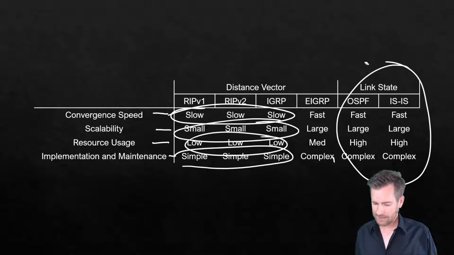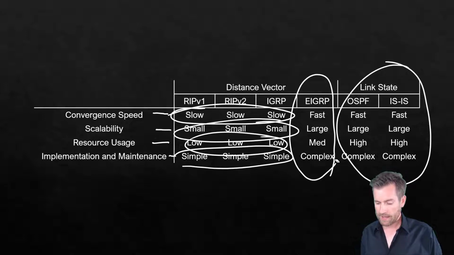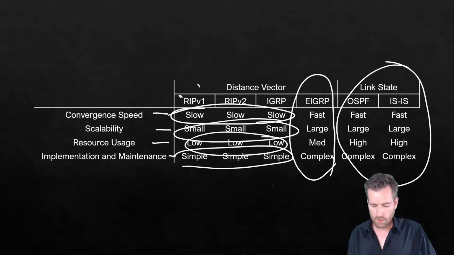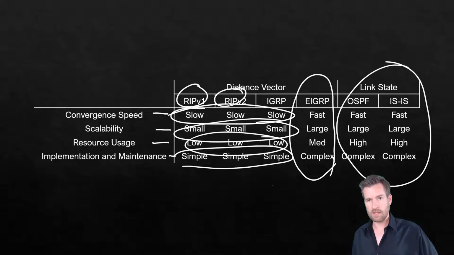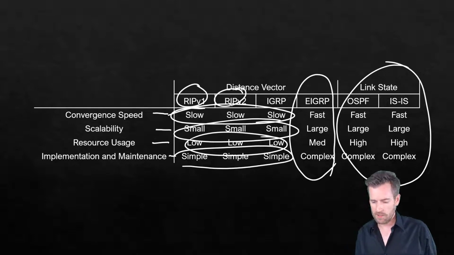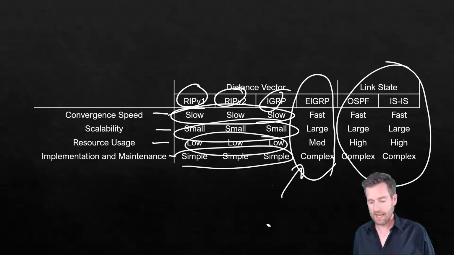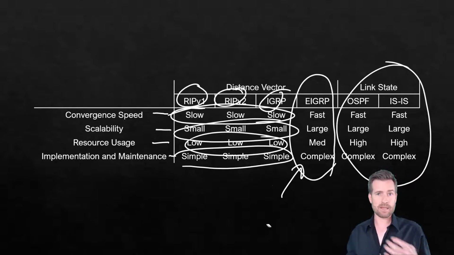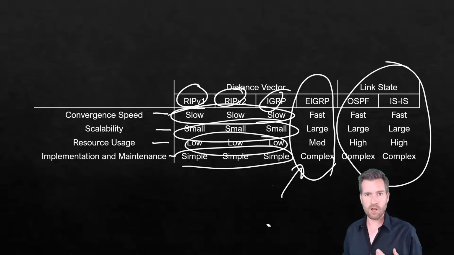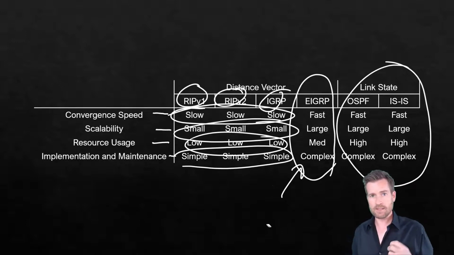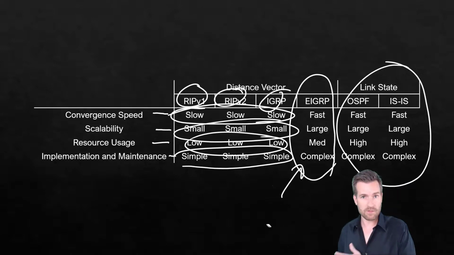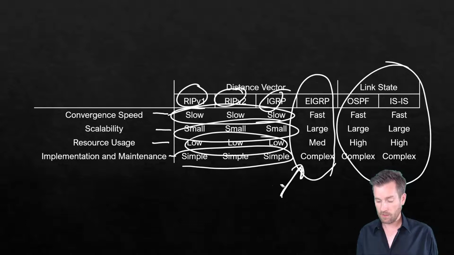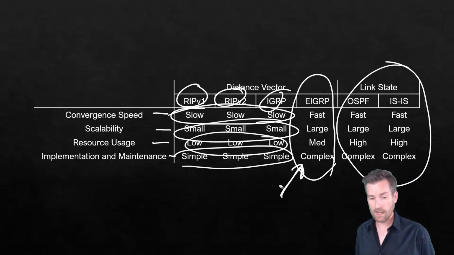But we also see this magic little spot right here, EIGRP. So from here, RIP version 1 and RIP version 2 would be the most basic implementations. IGRP gives you a few more features. EIGRP is Cisco's enhanced IGRP, and it takes a little bit from each of the worlds. It's still not the perfect protocol, but it combines some of the advantages of distance vector with some of the advantages of link state, and we find a little bit of a happy medium ground with EIGRP.